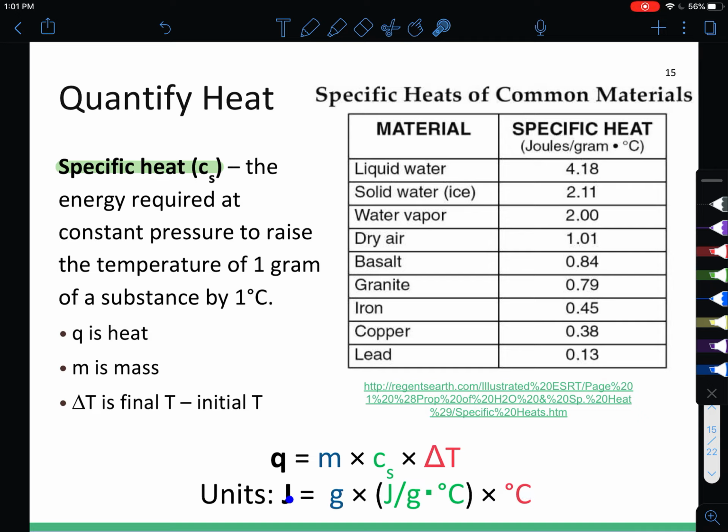Q is in joules, mass in grams, change in temperature is in degrees Celsius, and in order to end with joules, our specific heat units are joules over grams times degrees Celsius. So that means when you are multiplying the mass by the specific heat, the grams cancels out since grams is in the denominator of specific heat. And when you multiply temperature by specific heat, you are canceling out degrees Celsius because it is also in the denominator of specific heat.